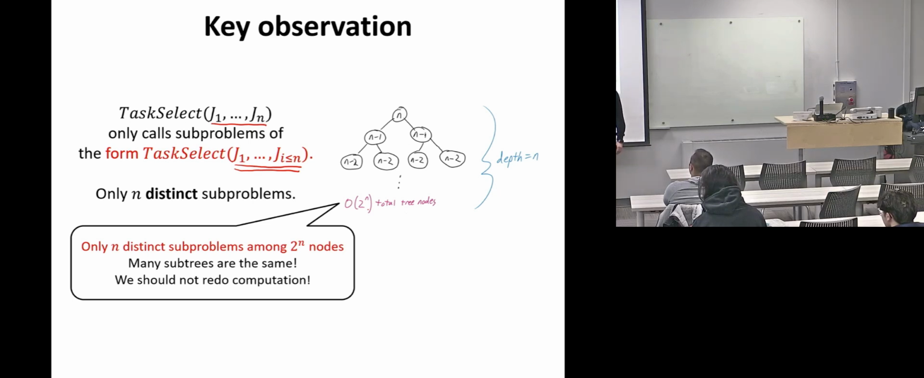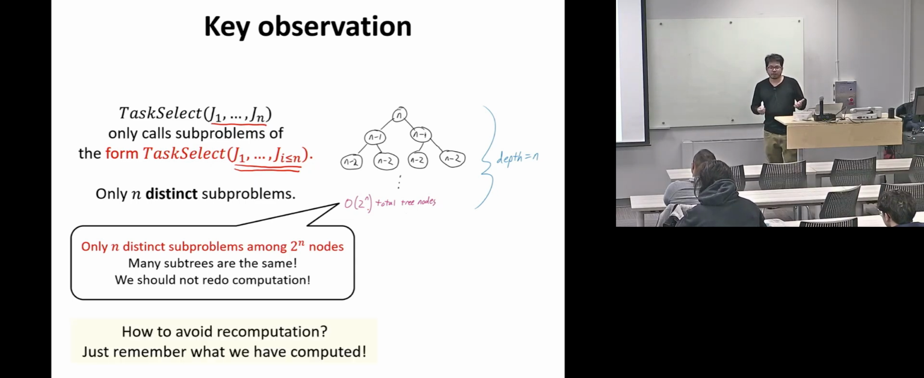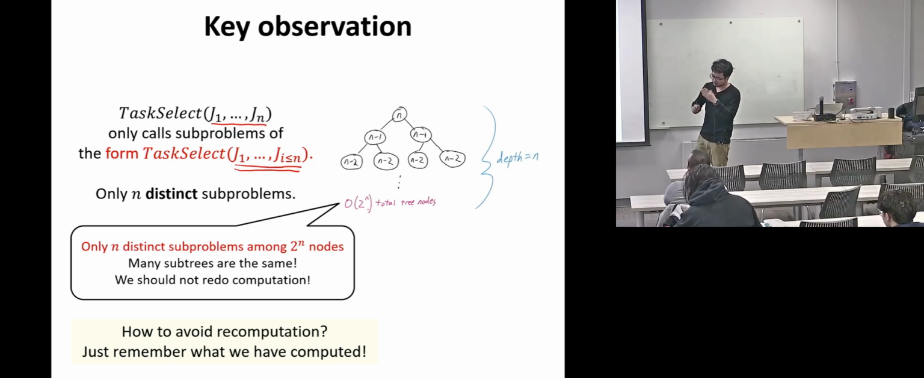And if they are the same, we don't want to recompute. How do we avoid recomputation? Well, you can just remember what you have computed before. That's the idea. If some subproblems are the same, and you have computed this subtree before, when you want to compute this one, you don't need to recurse. Just return the value that was computed before.